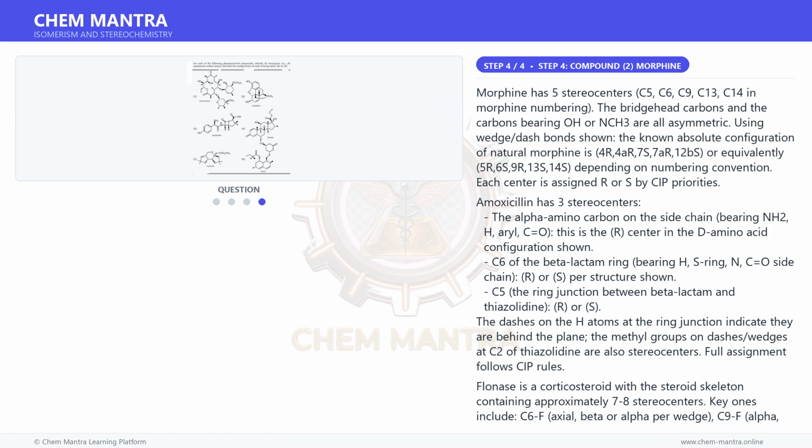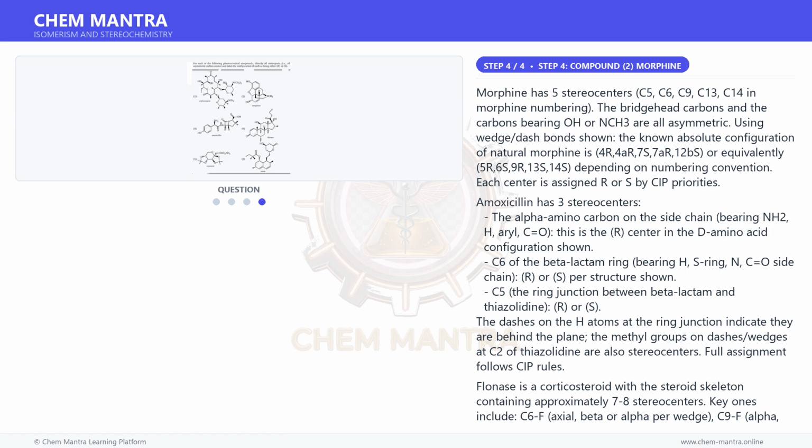The dashes on the H atoms at the ring junction indicate they are behind the plane. The methyl groups on dashes or wedges at C2 of thiazolidine are also stereocenters. Full assignment follows CIP rules.